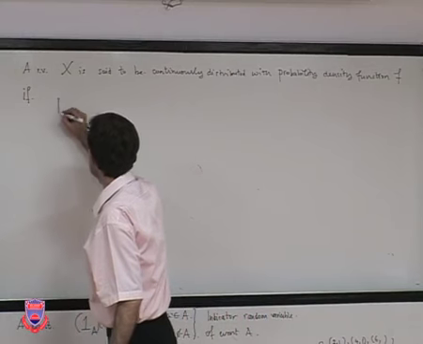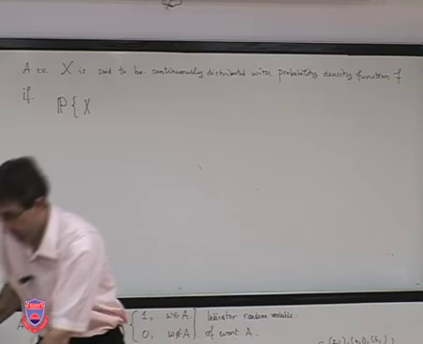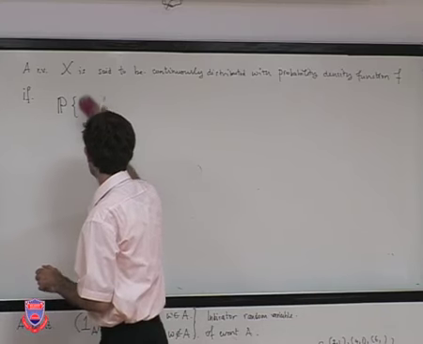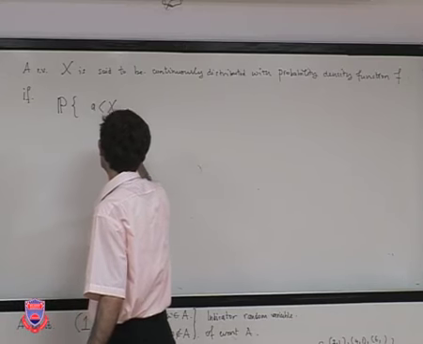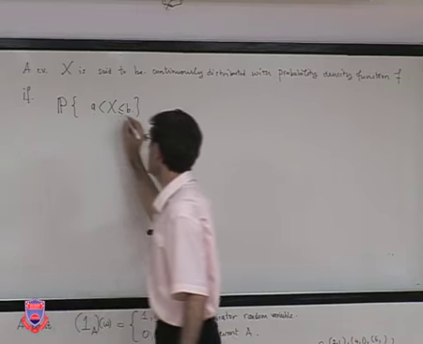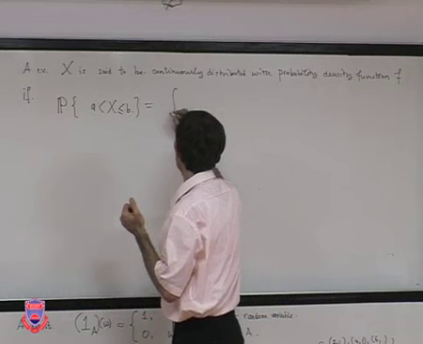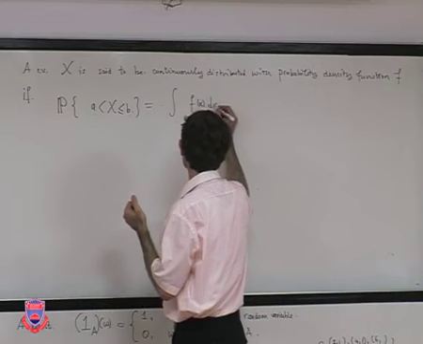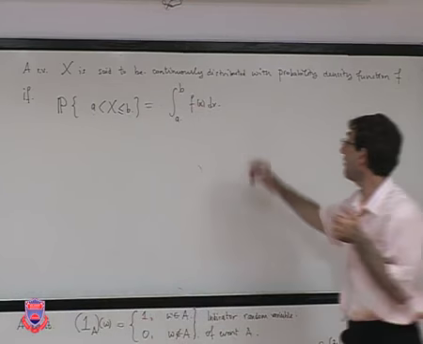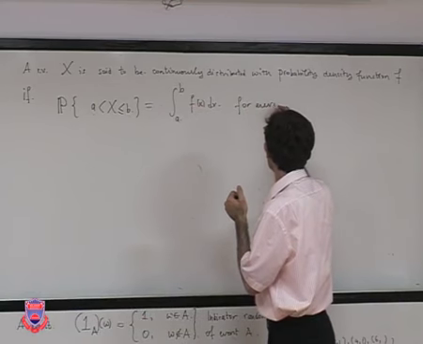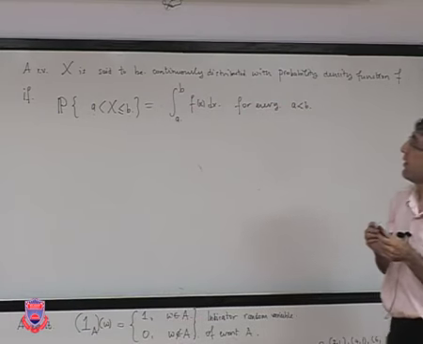if, whenever you need to calculate the probability that X is between two real numbers given to you, a and b, you get this number by simply integrating the density function between these two numbers, a and b, for every a and b.